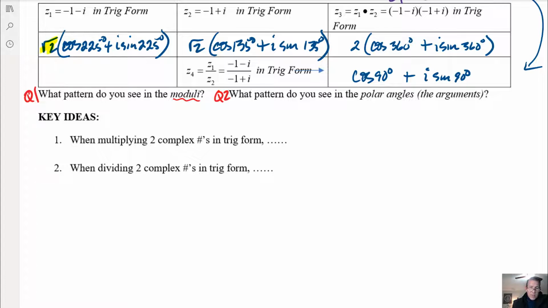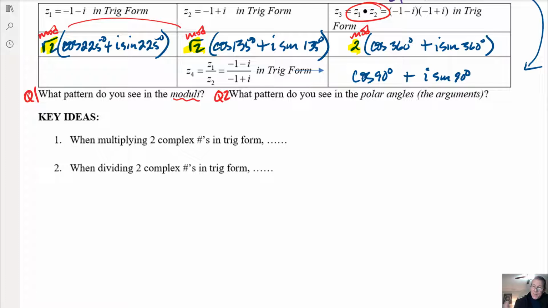So the first modulus is root 2. The next modulus is root 2. And when you multiply z1 times z2 to get z3, we got a new modulus of 2. What pattern do you see in the modulus? What do you do with root 2 and root 2 to get 2? Remember, this is the modulus right here. Tell the person next to you, what do you do to these two moduli, because we're multiplying them? Again, z3 is found by multiplying z1 times z2. So what do you do to the moduli to get to the new modulus?